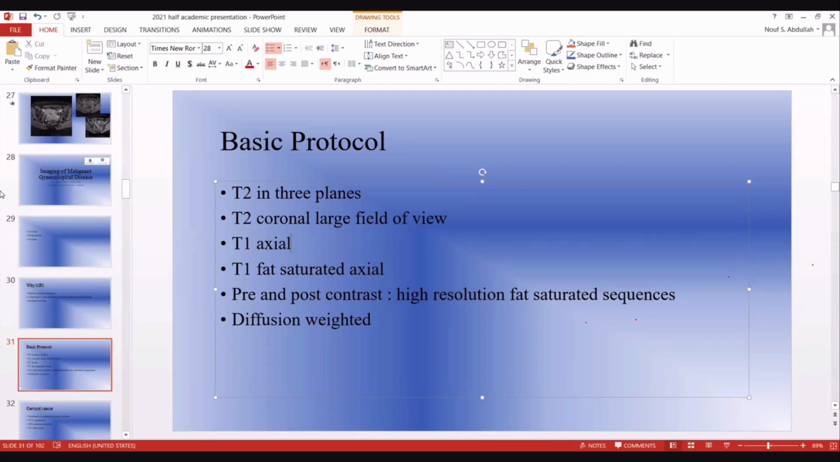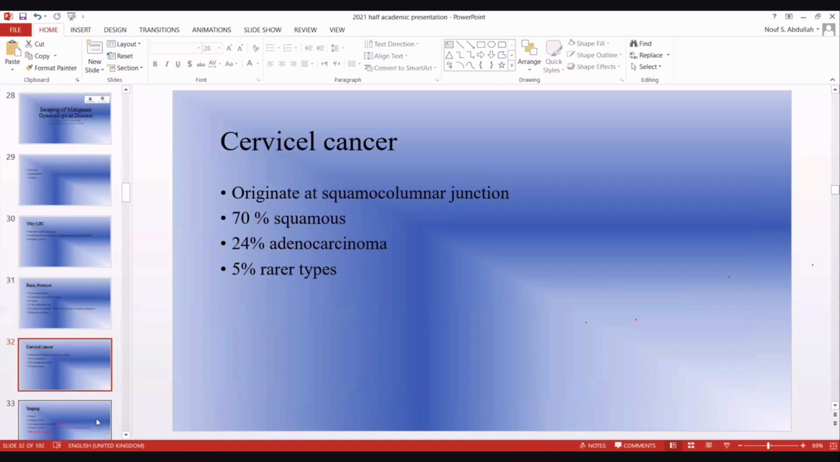We move into the first part of gynae malignancy. I'm going to talk about cervical cancer.